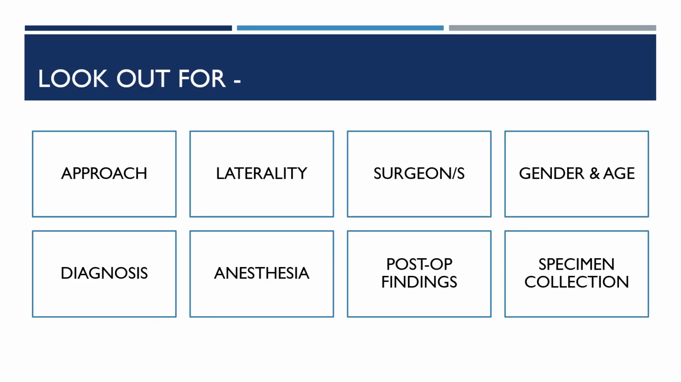So the first one that I've given is the major parts that you'll have to check in an op report. So approach: you have to check if it's an open, closed, or percutaneous approach. Laterality, right or left. And then surgeons: you have to check if there is only one surgeon, or if there was a co-surgeon or an assistant surgeon. So all this you'll have to check.